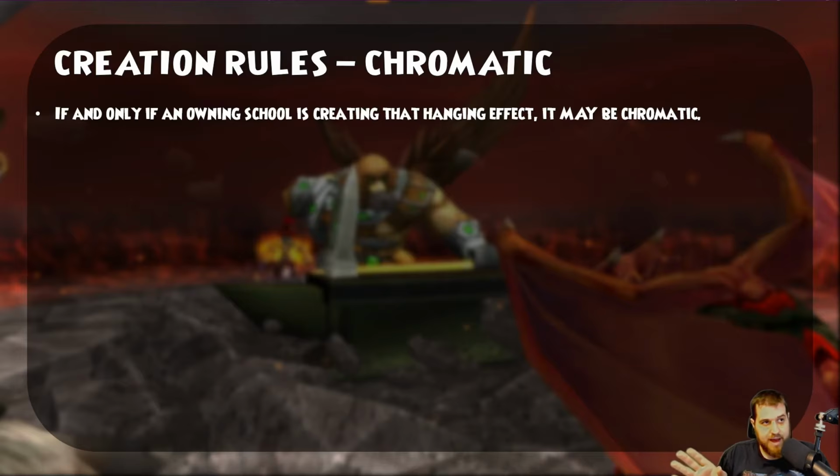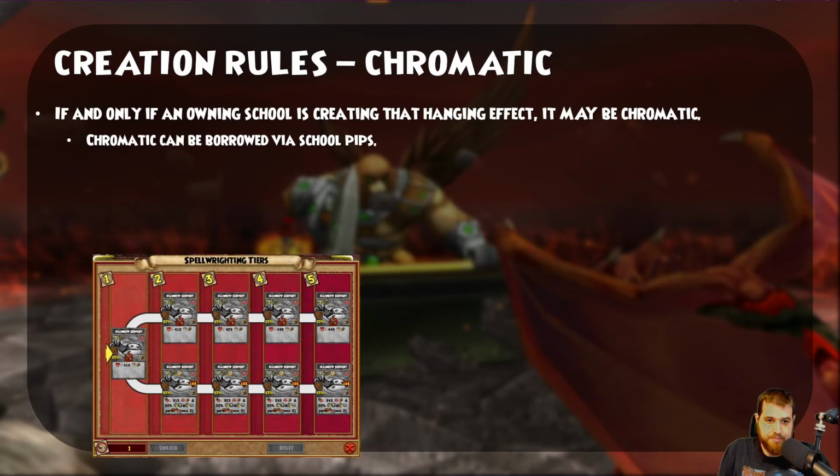And it may be chromatic, which means it doesn't have to be, which is why you could see in the most recent death spells, they've been getting some universal weaknesses in addition to their chromatic ones. And right now we have said that the chromatic functionality can be borrowed via school pips, which is why you see this example in Rainbow Serpent, why it has both chromatic death and storm effects.